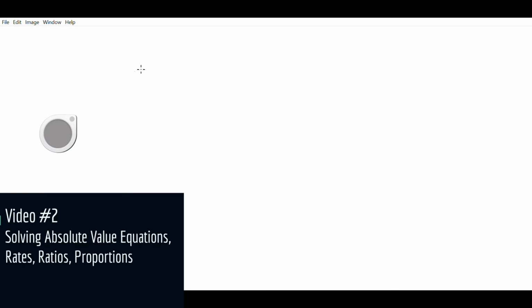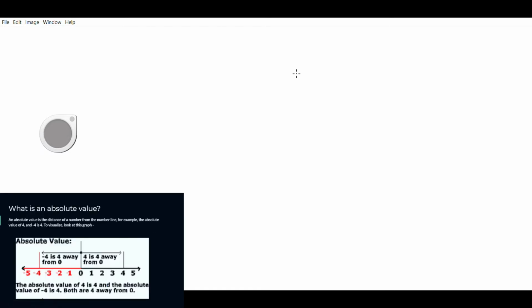So what is an absolute value? The absolute value of a number is its distance from zero on the number line. For example, the absolute value of 4 is negative 4 and 4. To visualize, look at this number line.